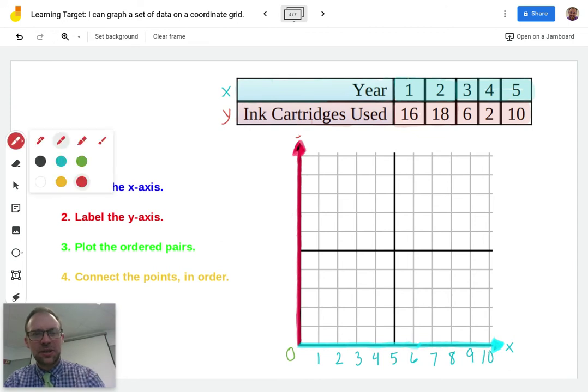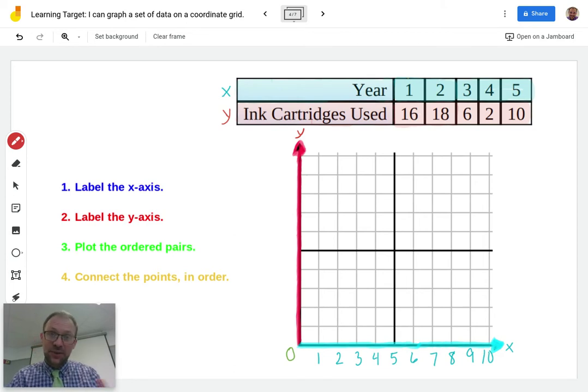I just noticed something. My y here is deleted. I'm going to put that y back. Okay, so we have to think about how we're going to label this y-axis so that all the data can fit, even numbers like 16 and 18.